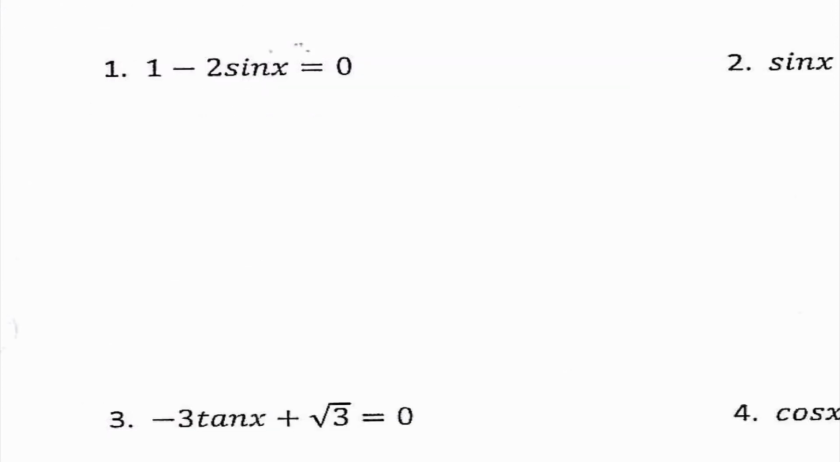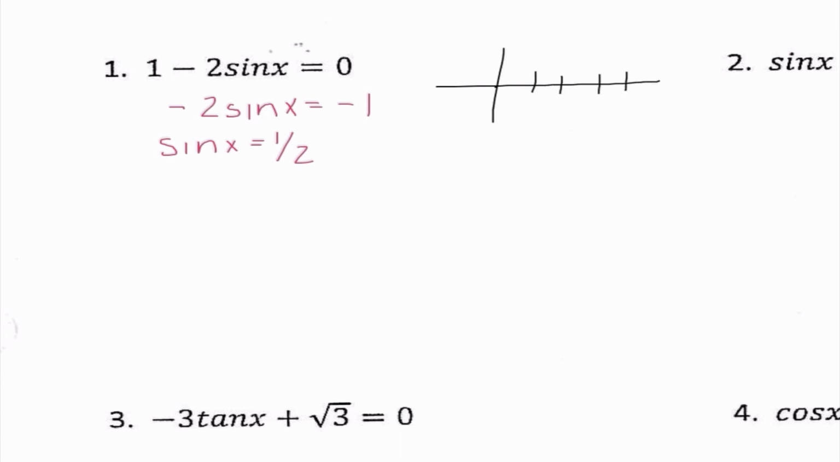So looking at number 1, the way that we're going to start this is very, very similar. So I'm going to go ahead and subtract 1, and then I'm going to isolate sine by saying sine of x is equal to 1/2. So I'm just going to sketch out a graph once again just so we can kind of remind ourselves what this looks like. But I know this looks like that.